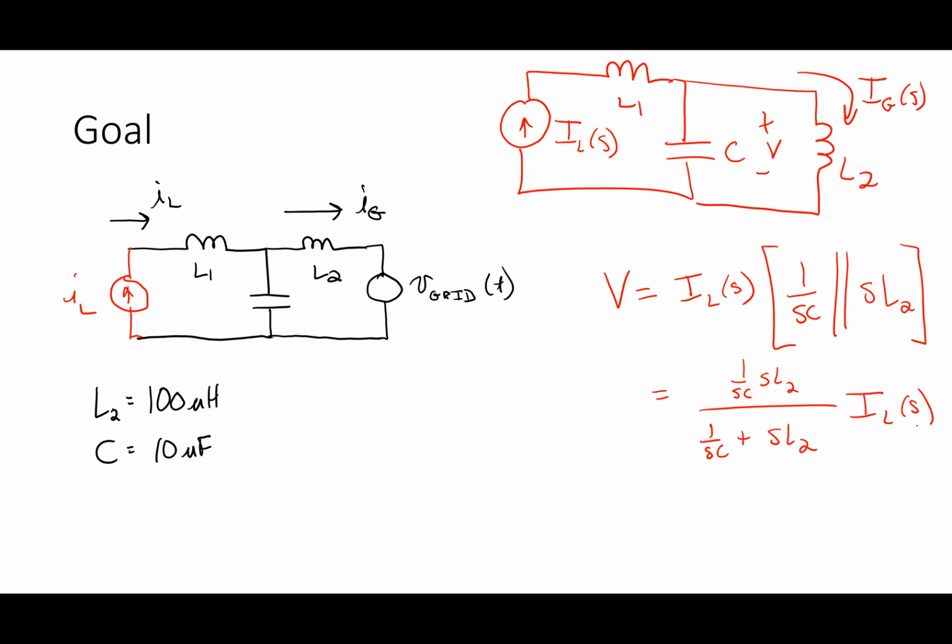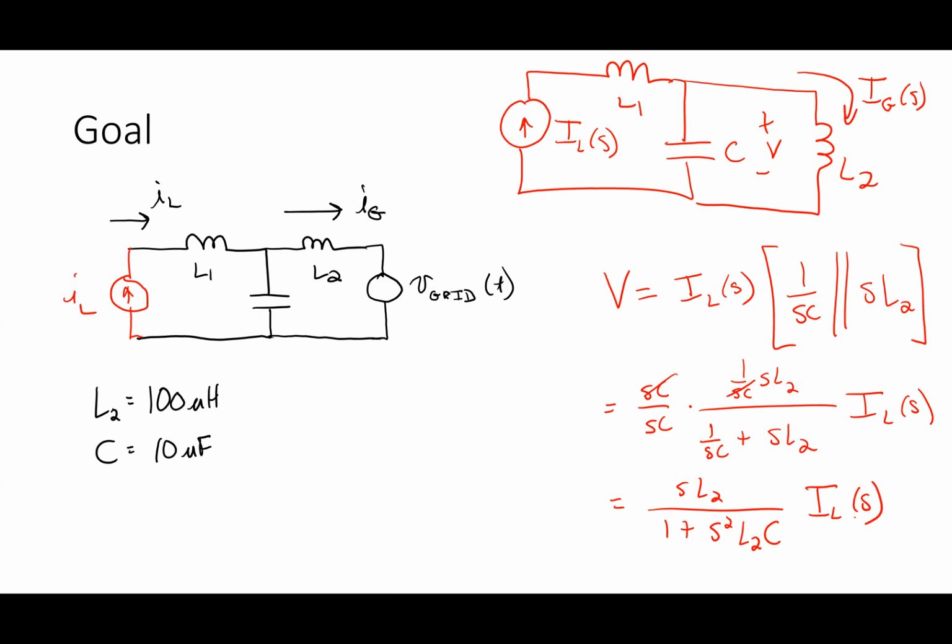Now, like we were saying earlier, what do I need to do to this thing? It's not in my general form, right? How do I get it to my general form? What do I got to do? Multiply by SC over SC. When I multiply the top by SC, those guys knock out. And if I do it on the bottom, the SCs knock out in the first term, and then I get an S squared term on the second term. So this becomes SL2 over 1 plus S squared L2C, times IL of S, like that.